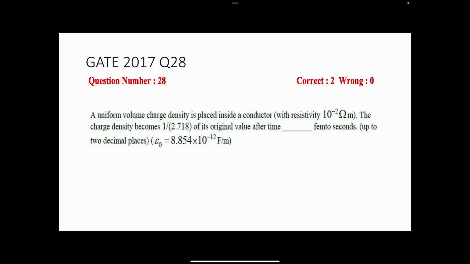This is GATE 2017 question number 28, which states that a uniform volume charge density is placed inside a conductor with resistivity 10 to the power minus 2 ohm meter. The charge density becomes 1 by 2.718 of its original value after how many femtoseconds? Femtoseconds means 10 to the power minus 15 seconds.